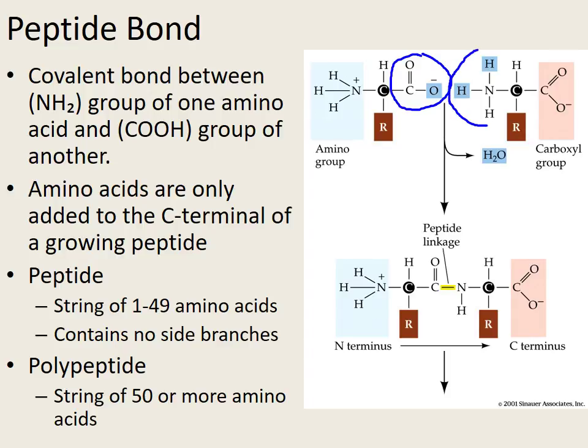Taking a look here, the bond occurs between the carboxyl group of one amino acid and the amino group of another. Remember, a dehydration synthesis reaction forms this peptide bond here. Dehydration means the removal of a water molecule. Taking a look at a string of peptides, we see about 1 to 49 amino acids. It's known as a peptide. A polypeptide is a string of 50 or more amino acids.